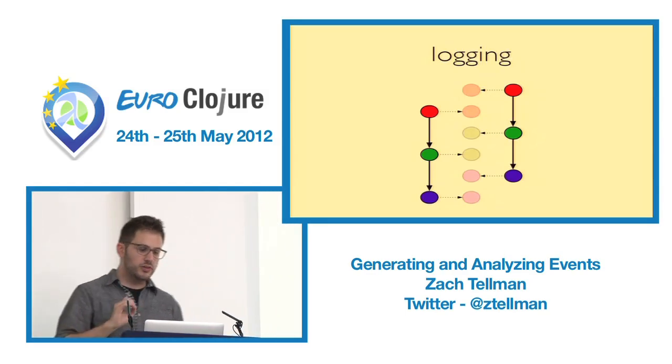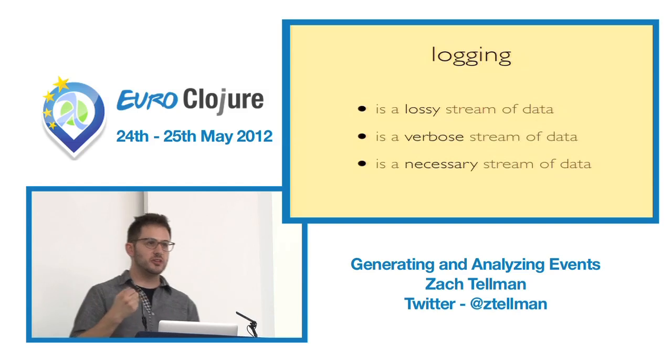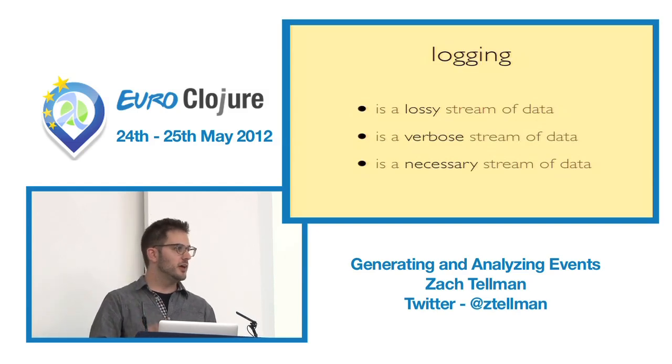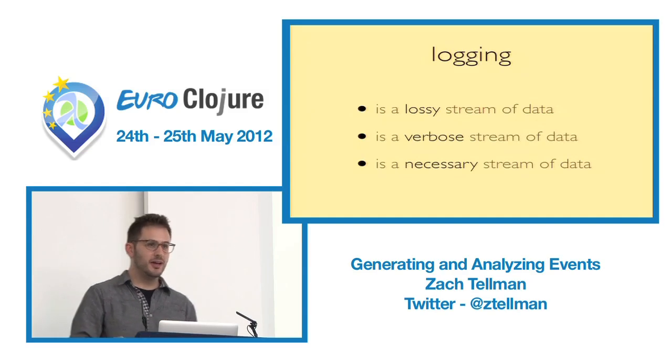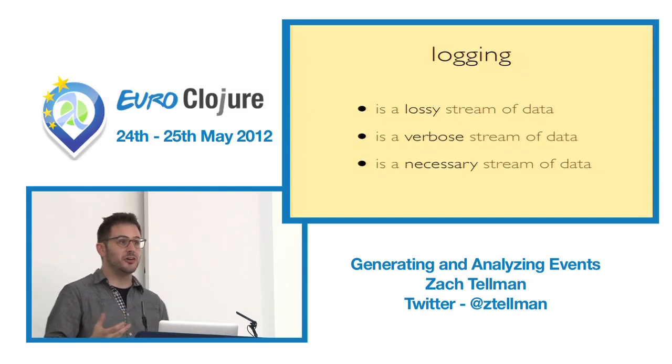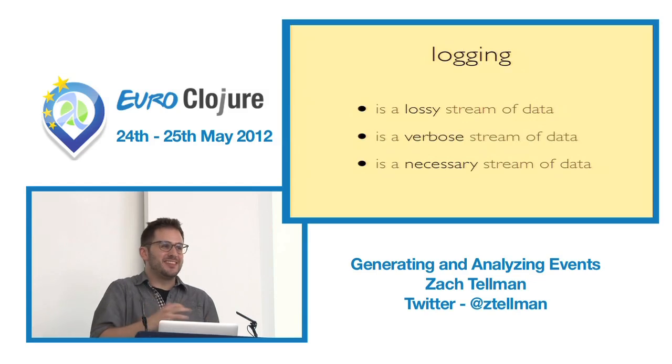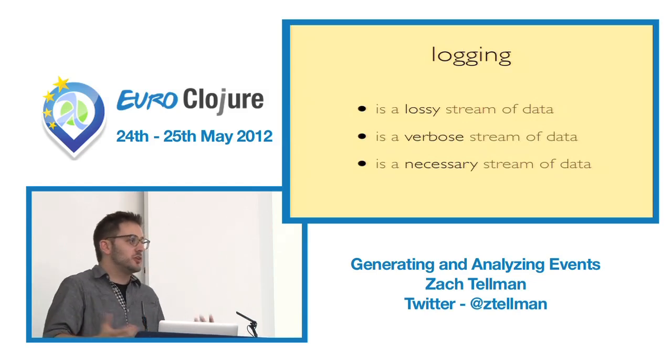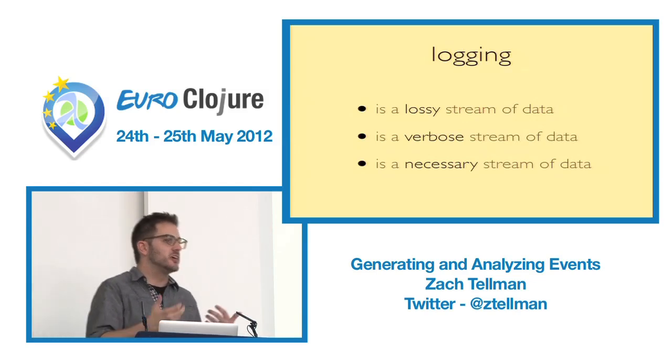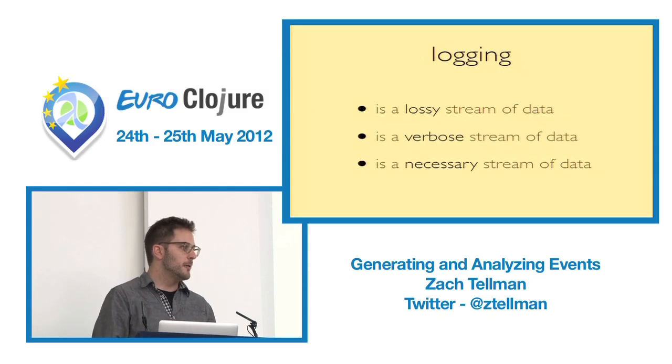And so when we talk about logging, we have to acknowledge that it's a lossy stream of data, right? If we don't capture context in what we log, it's gone. We don't have it anymore. And as a result, we tend to log a lot. We tend to create this enormous verbose stream of stuff because we don't know what we need. We don't know what we're going to need to refer to in the future.